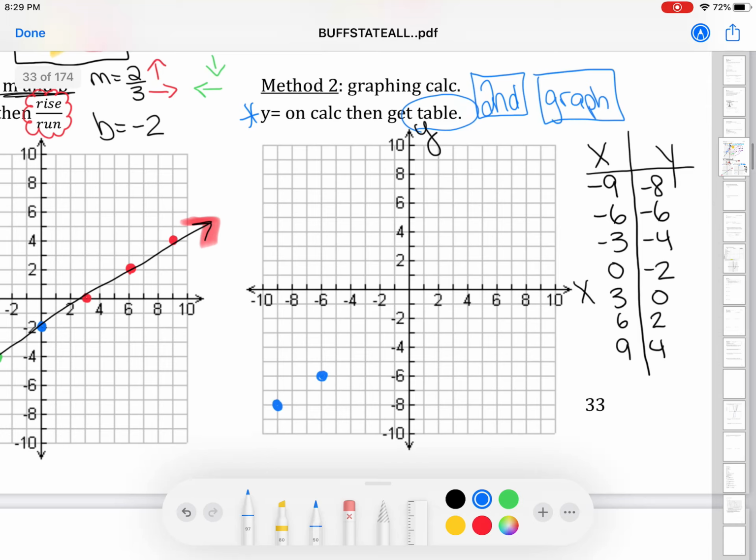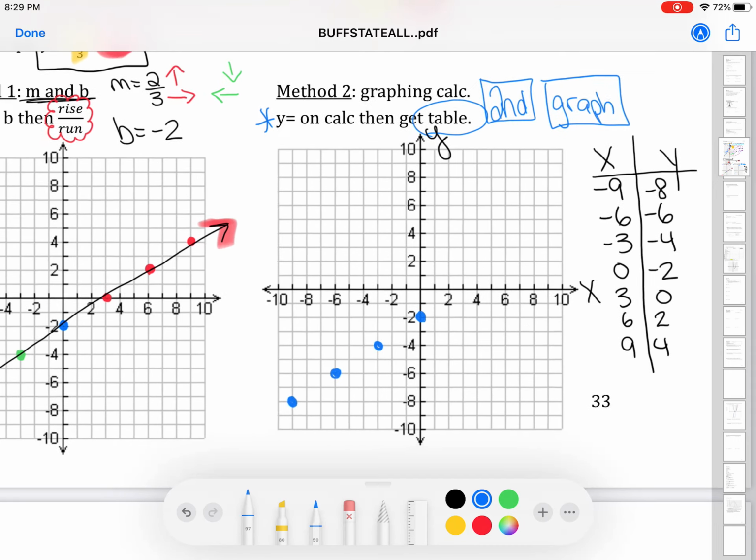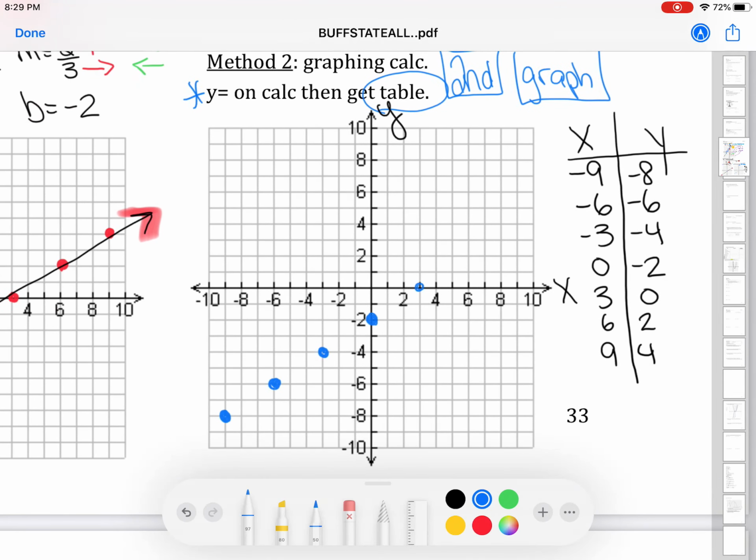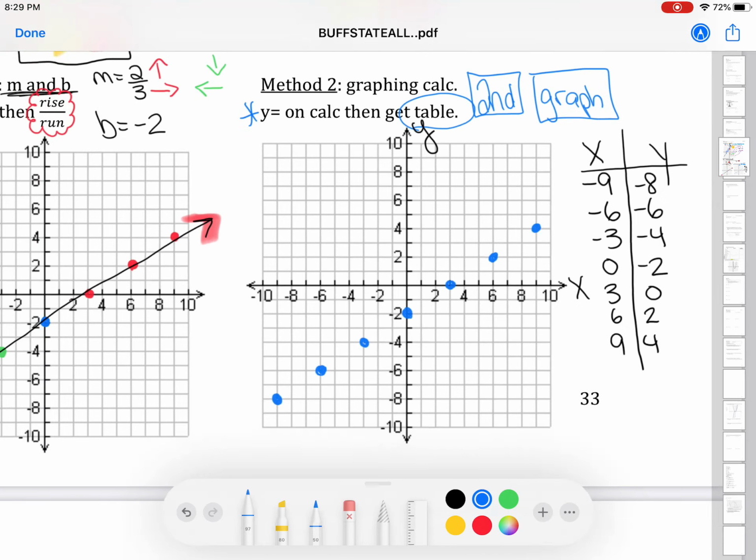So take a second, if you prefer this method, to graph the rest of those. So negative 3, negative 4 would be here. 0, negative 2, and so on. See, now at this point, actually graphing all those points, I think is a little bit tougher. Not that it's hard, but it's a little bit tougher than just going up 2 over 3, up 2 over 3. I'd rather just count boxes than try and find numbers and mix and match.